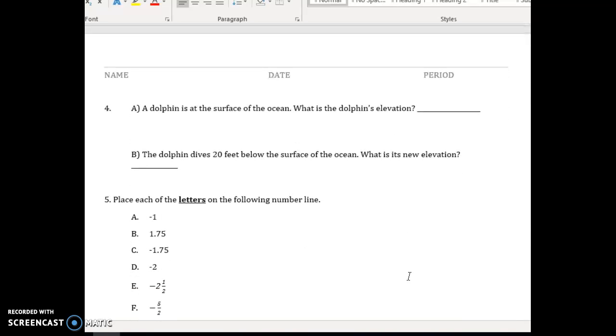Question 4. A. A dolphin is at the surface of the ocean. What is the dolphin's elevation? B. The dolphin dives 20 feet below the surface of the ocean. What is its new elevation?